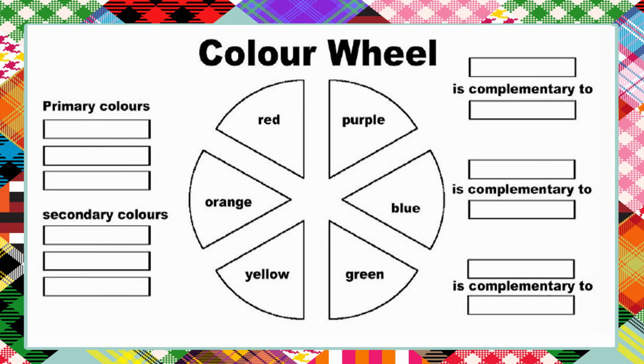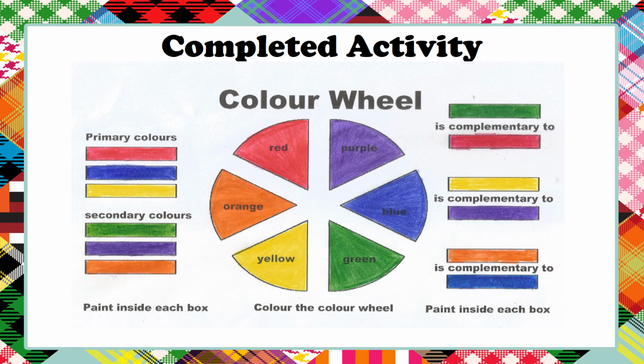Now this is my template that I've used, and as you can see, I have the color wheel in the middle and I have the boxes on the left and the boxes on the right. Now this is my completed activity. And reminding you students, when you are coloring, keep one direction. Keep your stroke in one direction.